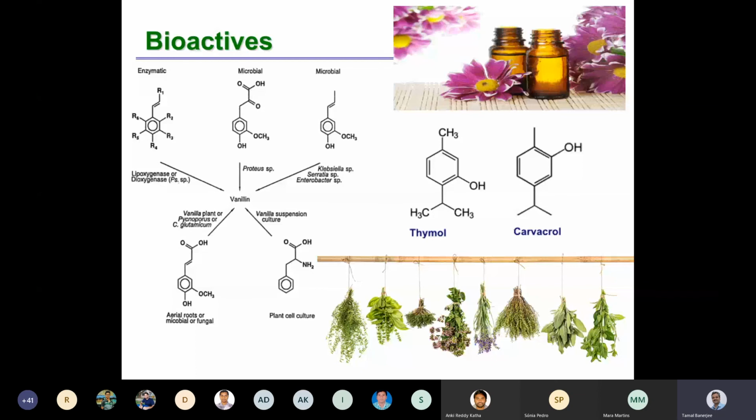Like here, vanillin is normally produced from lignin in a chemical process, or there are other enzymatic processes, microbial processes, even using plant cell culture to produce vanillin, or extracting directly from the vanilla orchid. But I don't think that is a very economical way. Maybe just sell it at a huge price.